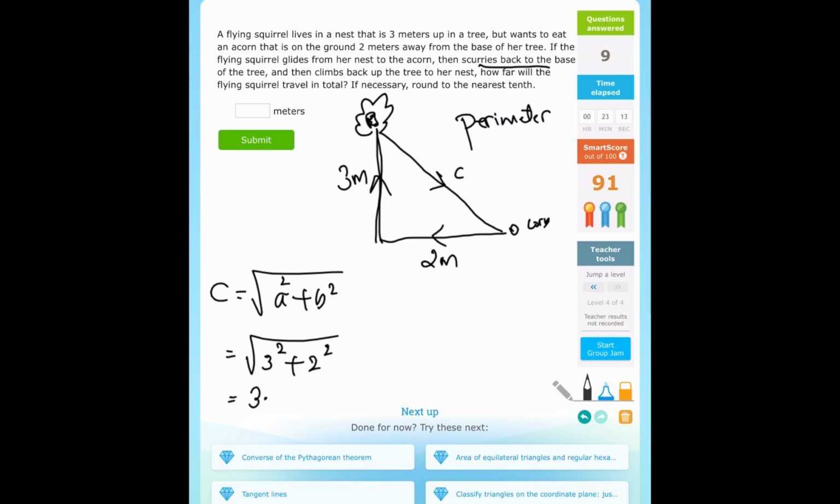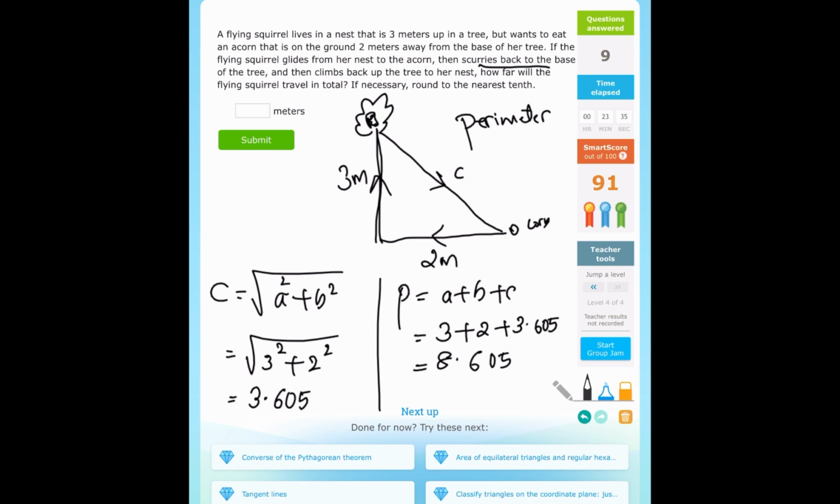That equals square root of 3 squared plus 2 squared, which is 3.605. And now we can find perimeter by adding all the 3 sides. So 3 plus 2 plus 3.605. Give me a decimal, 8.605. So since the second digit is more than 5, our final answer is 8.6. So in total, the squirrel walked 8.6 meters.